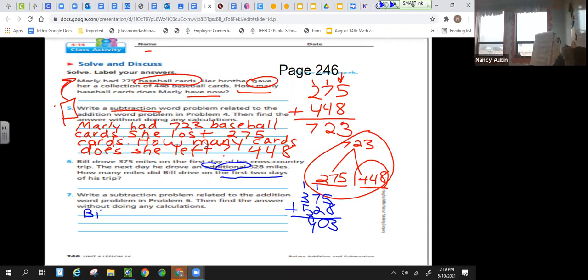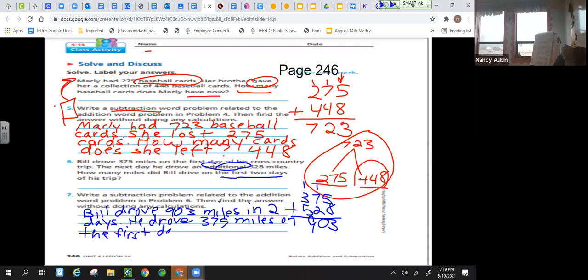So I heard a lot of different ideas on this one. If you started with Bill drove 903 miles in 2 days, you were on the right track. He drove, and you could have changed it around a little bit, 375 miles on the first day? How many miles did he drive on the second day? If yours is similar to that, then I'm sure you were thinking about undoing that addition. Miles did he drive on the second day?